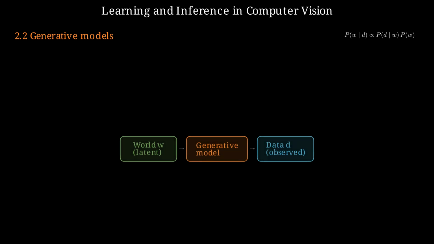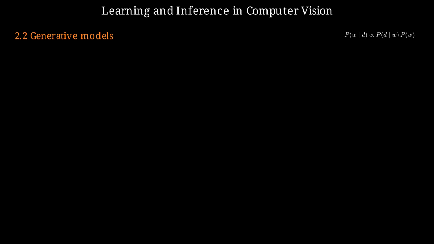Generative models answer counterfactual questions. What would an image look like if this object were present? They support simulation, data augmentation, and principled handling of missing data. Any generative classifier can be turned into a discriminative one by applying Bayes' rule, but the reverse is not generally possible. Knowing P of W given D does not tell you how data are generated.